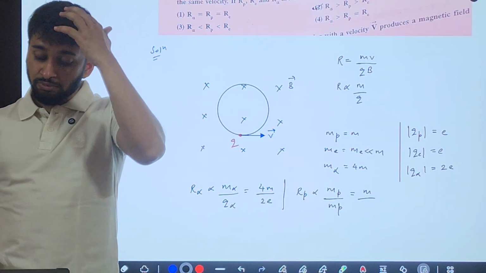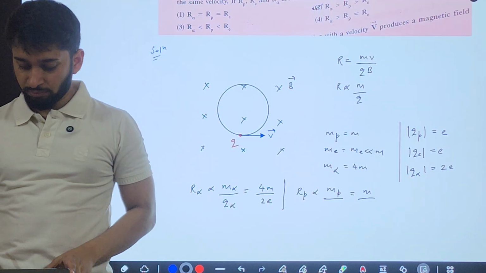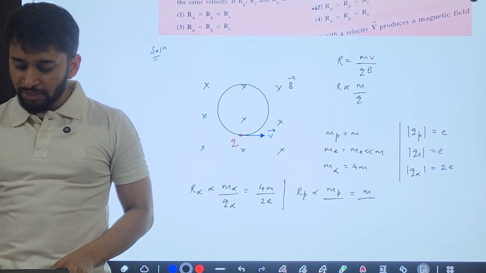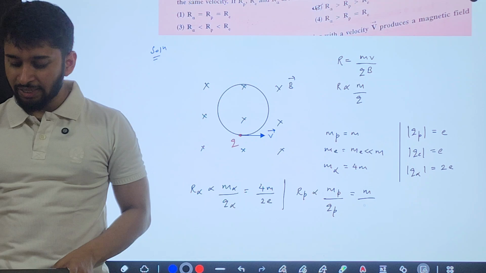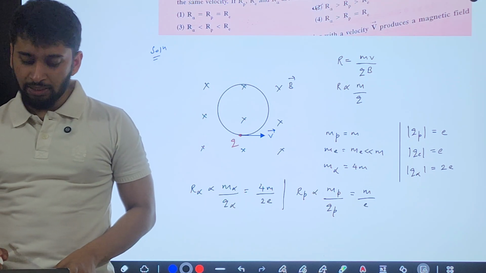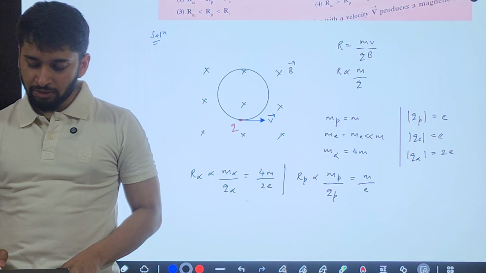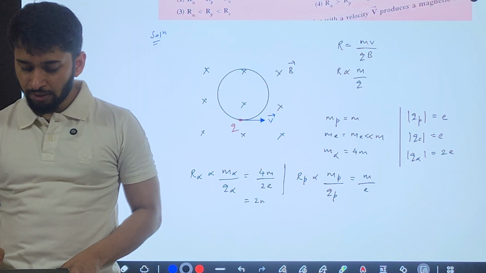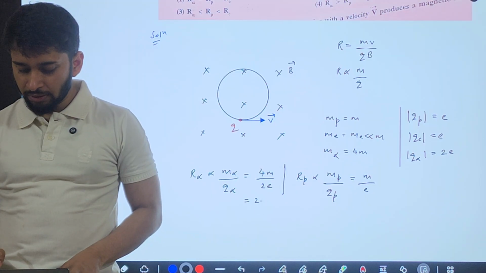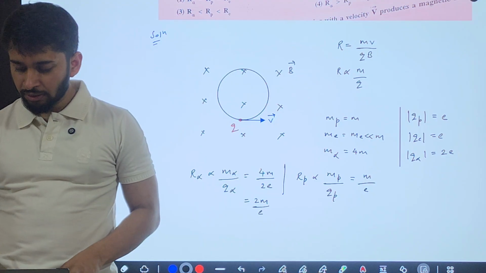Now it's not mass, it's the charge. So mass of proton by charge of proton. Mass of proton, let us say m, charge of proton will be e, right? So this is 2m by e, and this is just m by e.